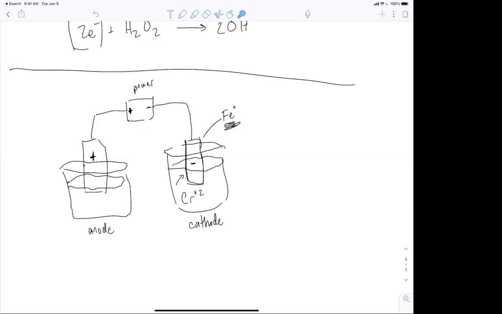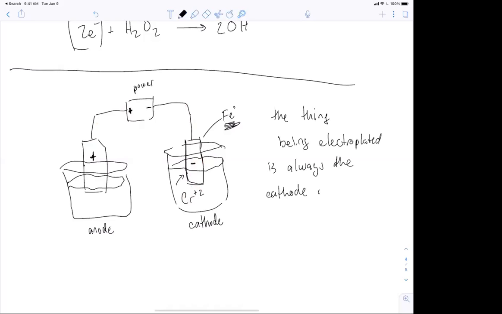Okay, that makes sense. This would be a bumper on the electrolytic cell. The thing being electroplated is always the cathode on an electrolytic cell.